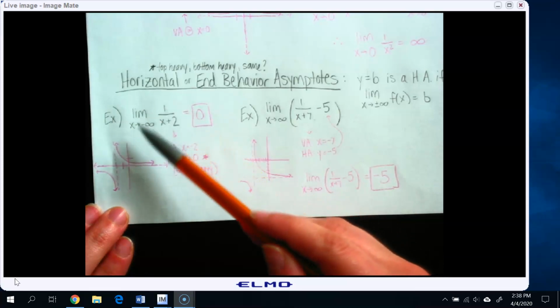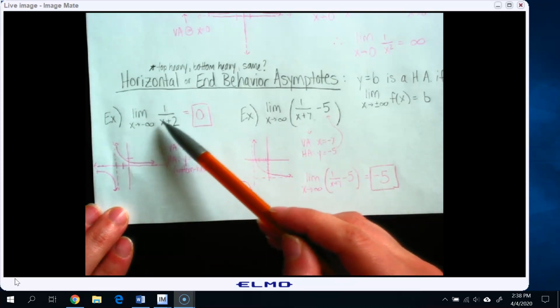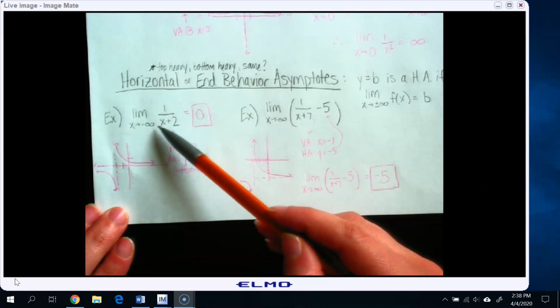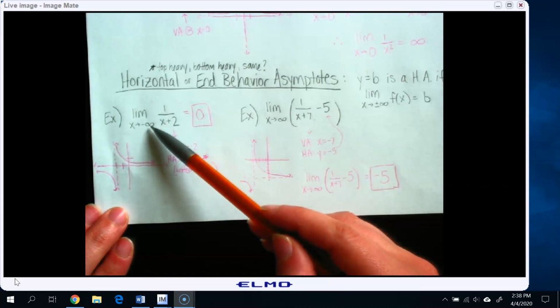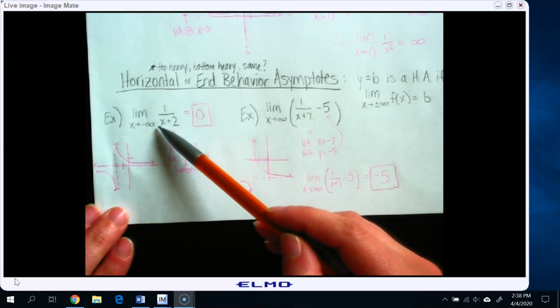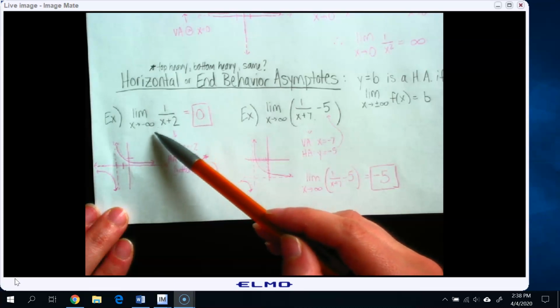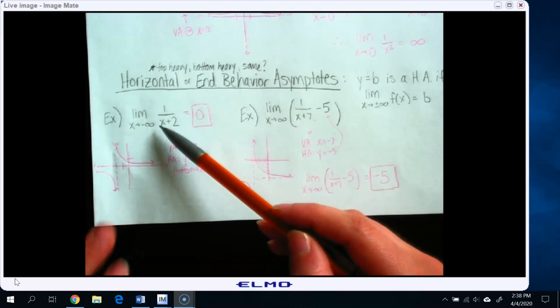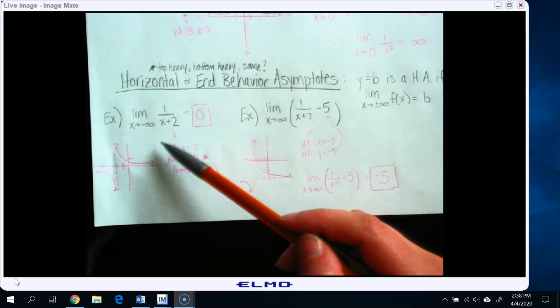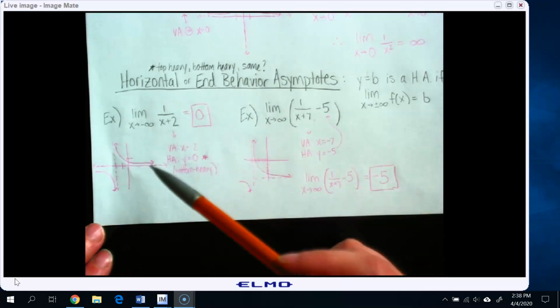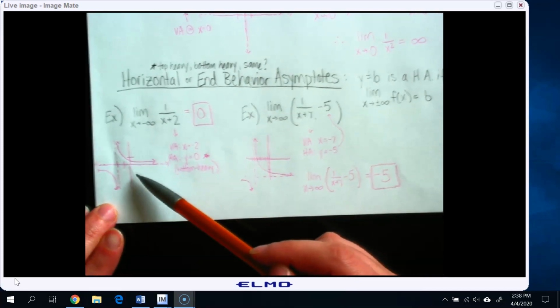If I wanted to calculate that limit, I can't really plug in negative infinity because it's not a real number, right? You could, if you wanted to, plug in values for x that are approaching negative infinity. So I could plug in negative 10 and then negative 100 and then negative 1,000, right? And kind of notice a pattern in order to figure out that limit. But probably the faster way to do it is just to graph it.